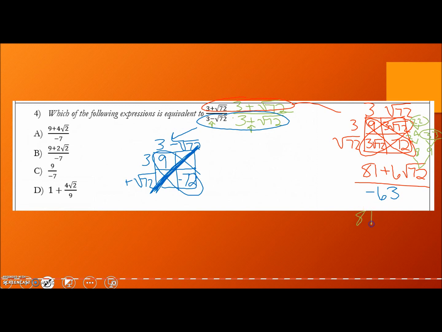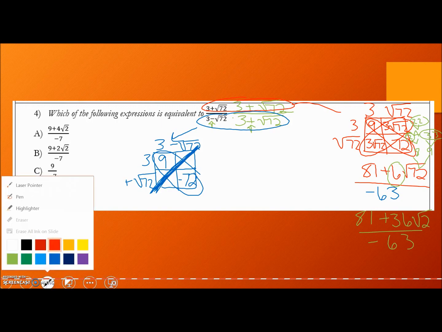So I have 81 plus, I'm going to have a double 3 and a double 2. So a 3 times a 2, which is a 6, times this 6 is 36. On the inside, I have this 2 left over. So this still isn't an answer choice.